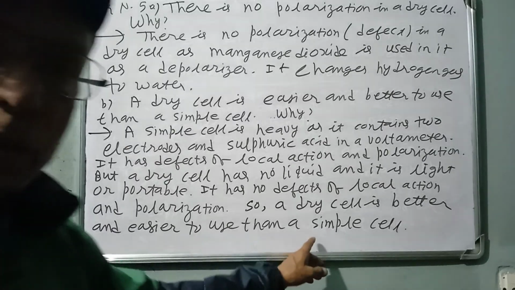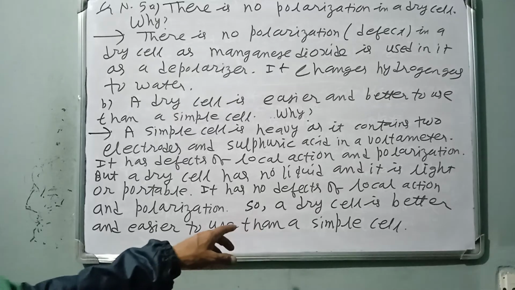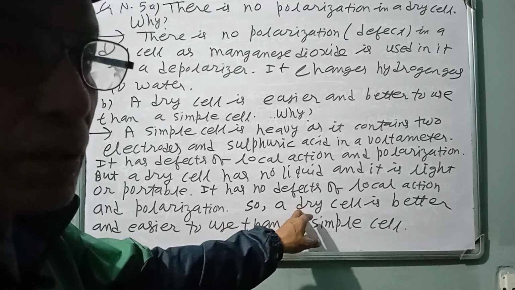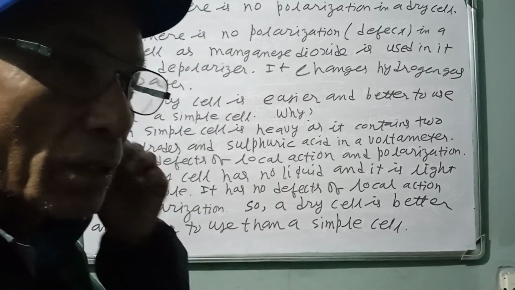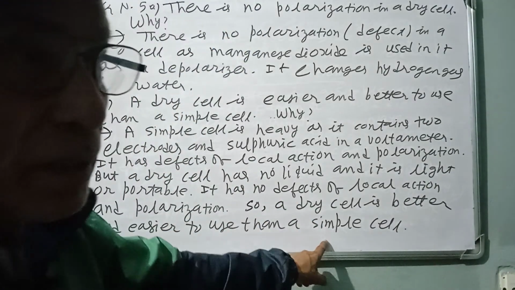Although the simple cell was discovered by Alessandro Volta, and we have to give him respect, a dry cell is better than a simple cell. But you have heard that something is better than nothing.